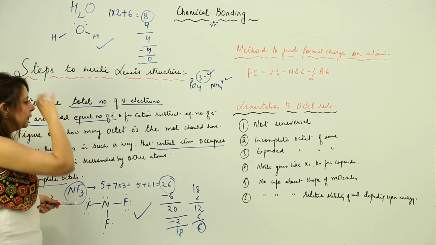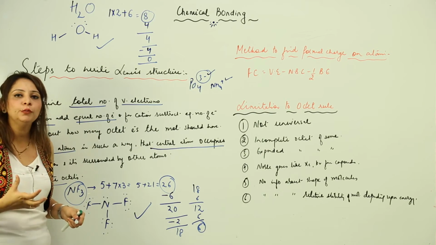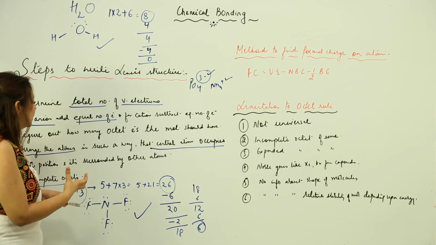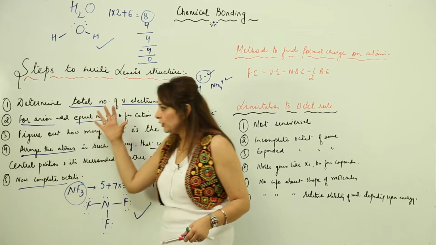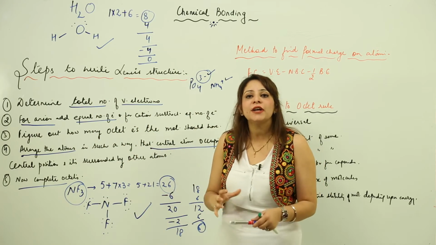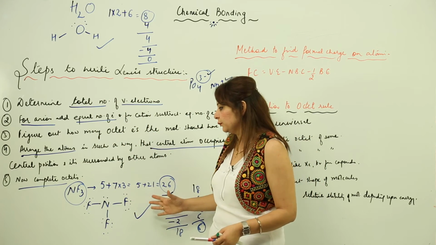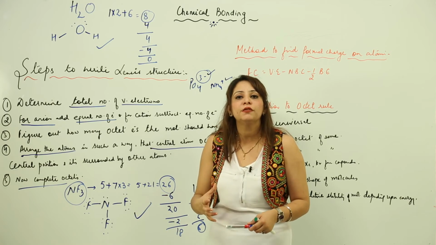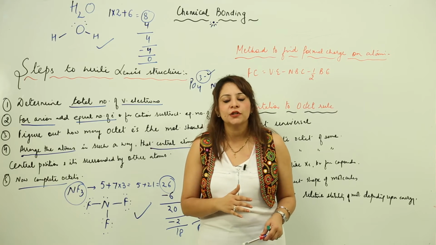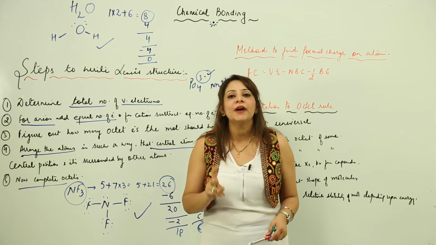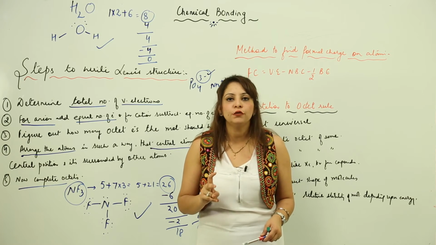Likewise, you will be drawing different Lewis structures for different molecules, and you will be using these rules. So just go through these rules first, then try to figure out these structures using the same phenomena as I told you. Now, when you know how to draw a Lewis structure, the second thing is that we need to find the formal charge.